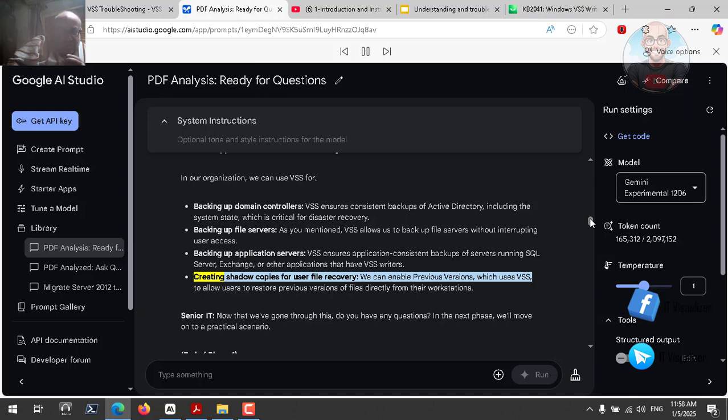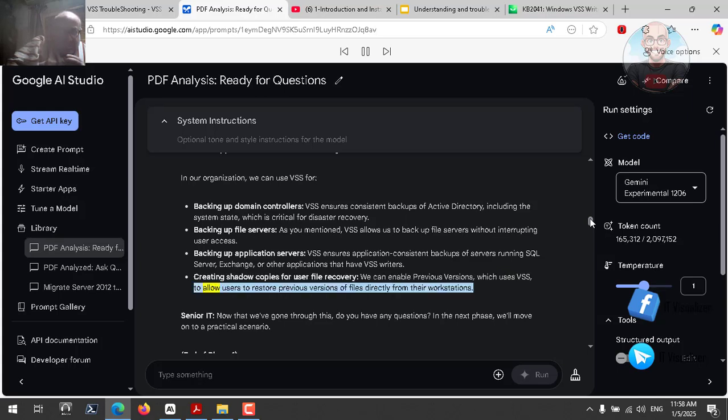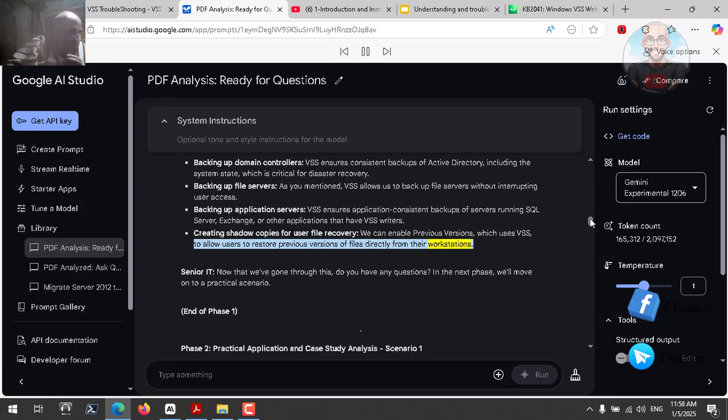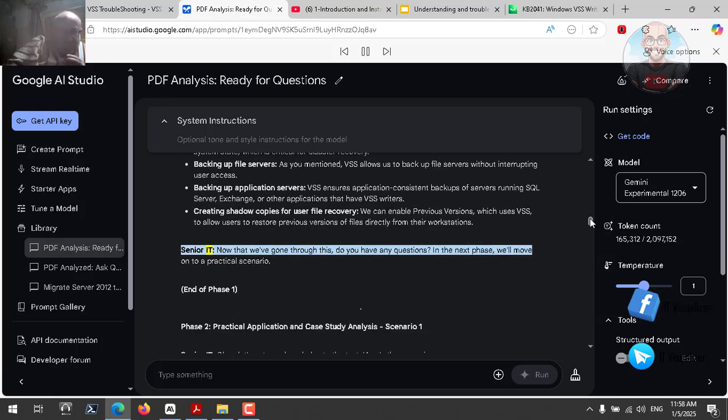writers. Creating shadow copies for user file recovery. We can enable previous versions, which uses VSS to allow users to restore previous versions of files directly from their workstations. Senior IT: Now that we've gone through this, do you have any questions?